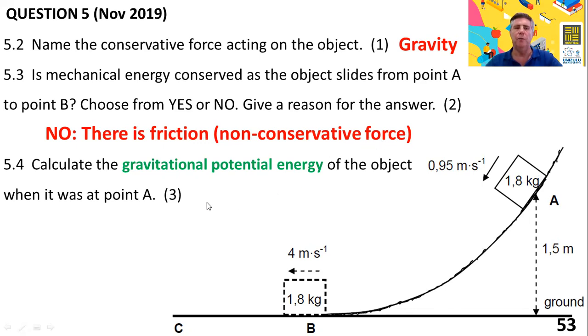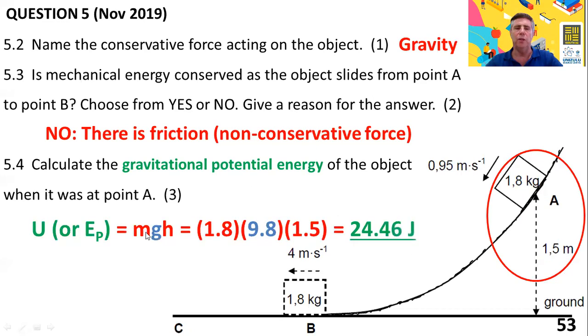Then very easy, 5.4, calculate the gravitational potential energy of the object. All you need are these figures here, the mass, the height, and of course you need the acceleration of gravity. From your data sheet, U or EP for gravitational potential energy equals mgh. Mass is 1.8, height is 1.5, g is 9.8. Do the calculation and you'll get 24.46 joules. Very easy. And you're going to see that we're going to use that figure again.